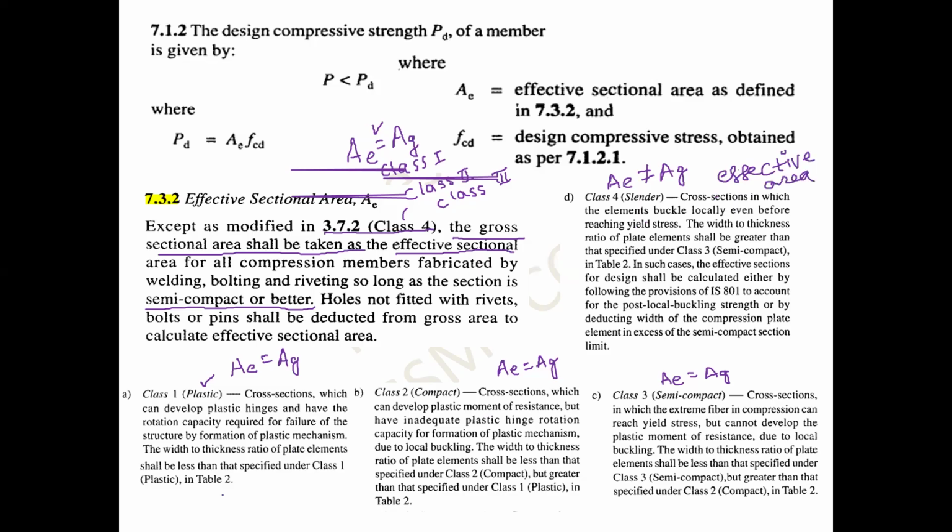Because we are going to consider only three sections. Class 1 plastic, class 2 compact and class 3 semi-compact. So first it is fixed that my value of AE is always equal to AG. Now important, we have to check this class. How we will go for the classes?